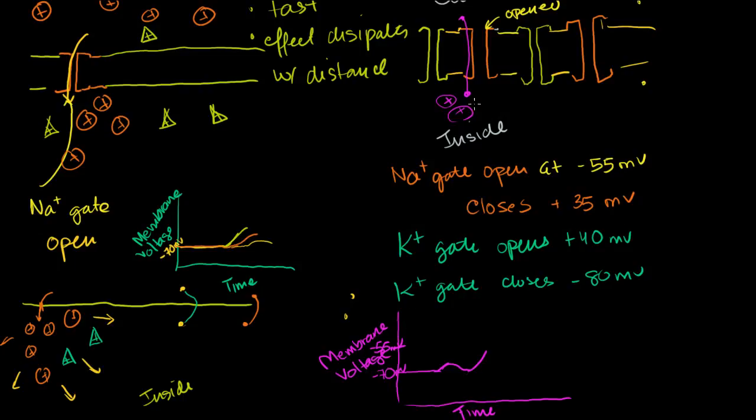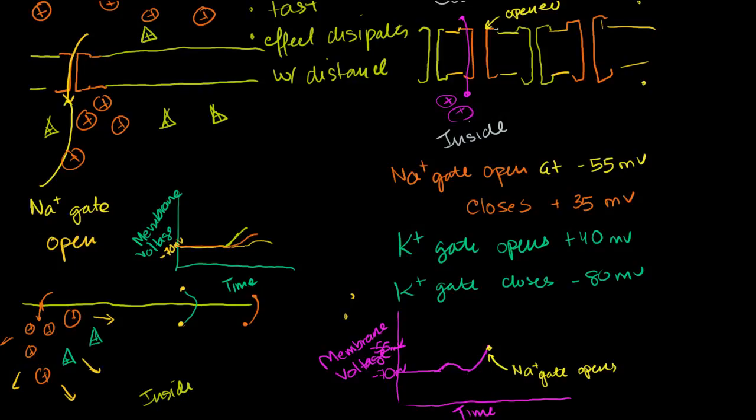Remember, when positive charge comes by, we become less negative. The potential difference becomes less negative. We get to that minus 55. This thing opens then, right? This was closed before, when we were just at minus 70. So let me write here, at this point, let me make that arrow nicer. At this point, our sodium gate opens.